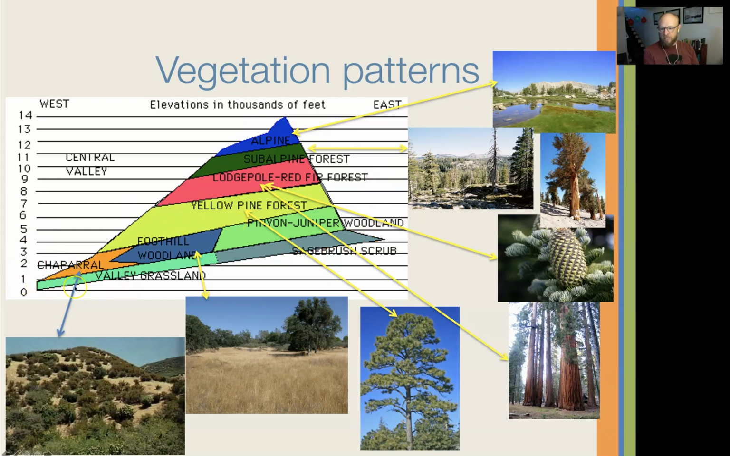So on the west side, in the Central Valley of California, you've got primarily grasslands and chaparral. So here's a picture of the chaparral, which are shrub-dominated ecosystems. And then we've got some grasslands moving into the foothill woodlands. So we talked about woodlands and savannas. We talked about the oak savannas in California. So here's another picture of those. And so those all would be kind of like low elevation ecosystems.